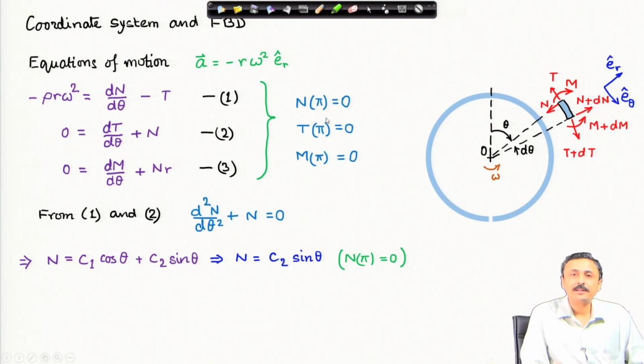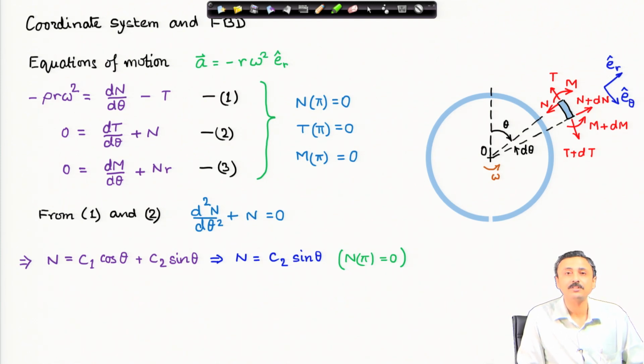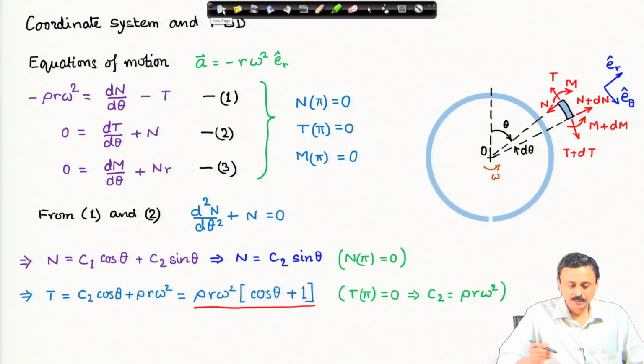Using this boundary condition that the shear force at theta equal to pi must vanish, I can drop the C1 term, because at theta equal to pi, cosine pi, which is minus 1, will start contributing, whereas sin pi will go to 0. Therefore, I can have only this C2 sin theta term. This satisfies the condition that the shear force at pi is 0. So, I have not been able to as yet solve for C2. Let us look at the tension solution.